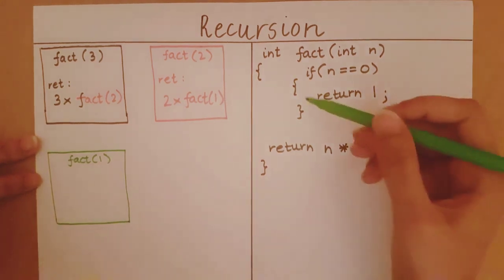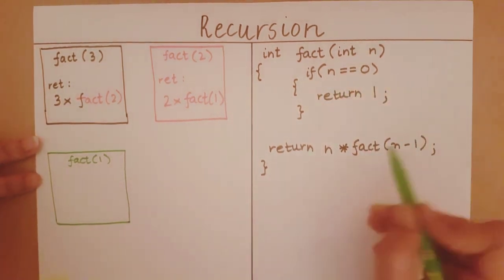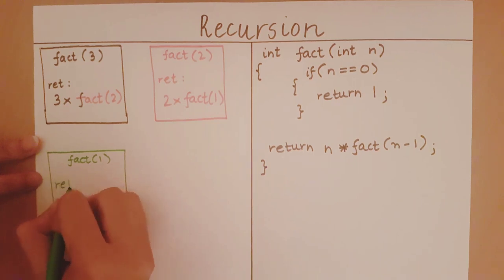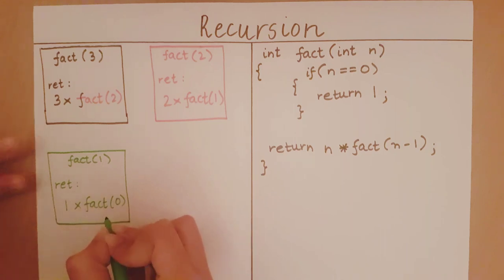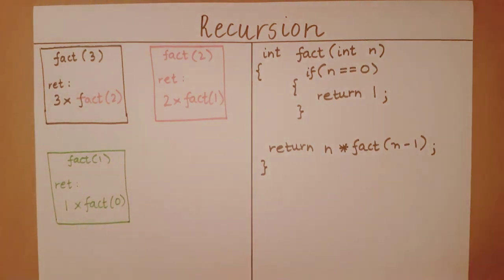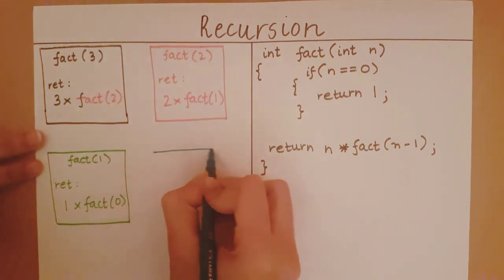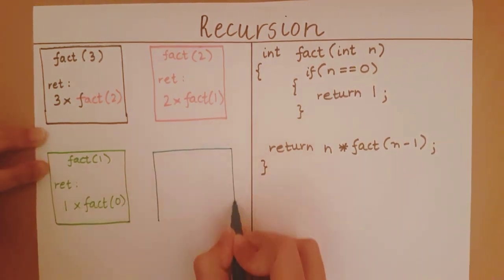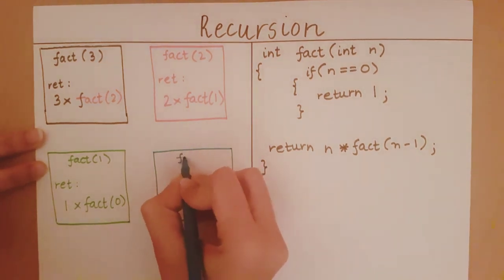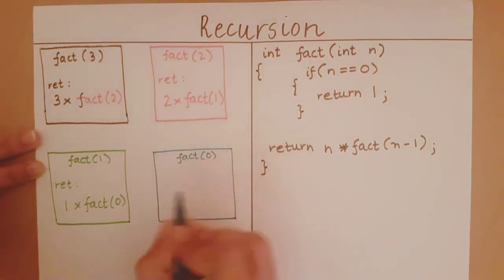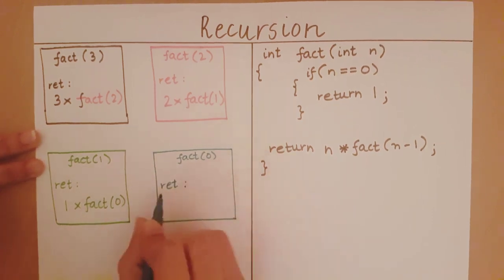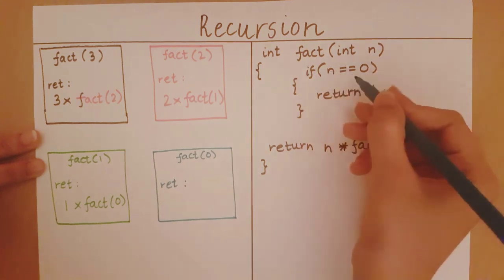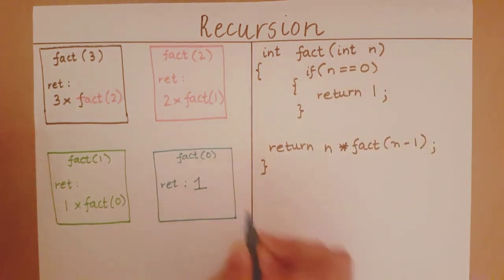What happens in factorial of 1? 1 is not equal to 0, so we have to return 1 into factorial of 0. Now the function has been called for factorial of 0. Let's go to that block. So I have factorial of 0. What must I return? I have to return 1 because n is equal to 0. So now I return 1.